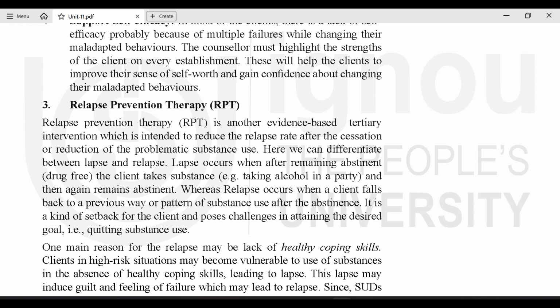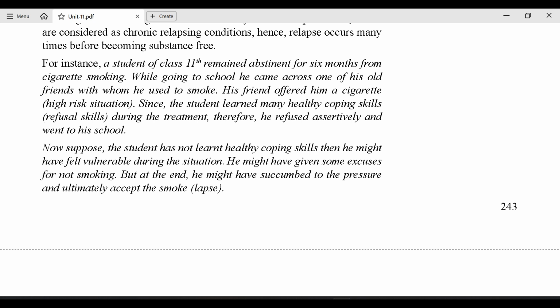Clients in high-risk situations may become vulnerable to use of substances in the absence of healthy coping skills, leading to lapse. This lapse may induce guilt and a feeling of failure, which may lead to relapse. Since SUDs are considered chronic relapsing conditions, relapse occurs many times before becoming substance-free.